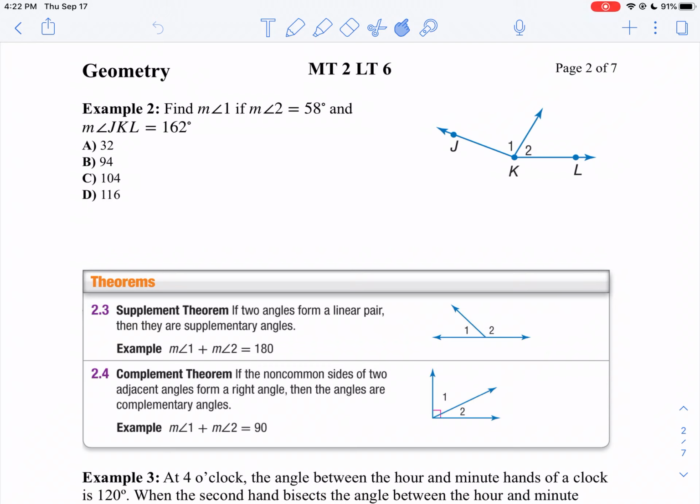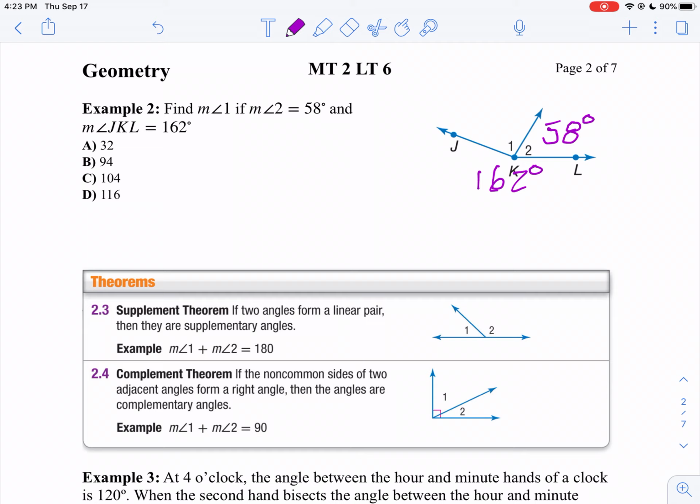In the second part of our seminar, we're going to look at example 2 here. We're supposed to find the measure of angle 1 if we're told the measure of angle 2 is 58 degrees and the measure of angle JKL is 162 degrees. Well, when you have a problem like this, you really need to draw the picture and then label what you know. We know angle 2 is 58 degrees, so I'm going to put 58 degrees here. And we know angle JKL is 162, so I'm going to put 162 degrees for the whole angle.